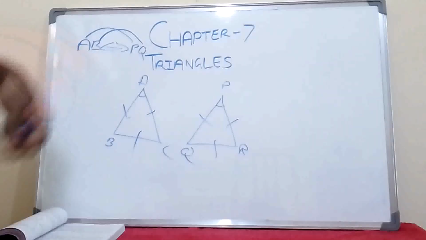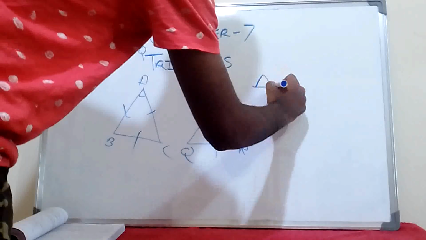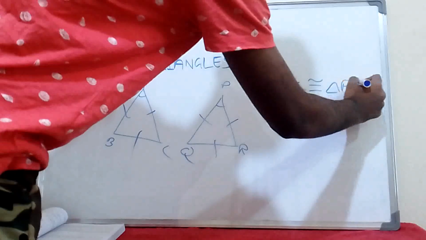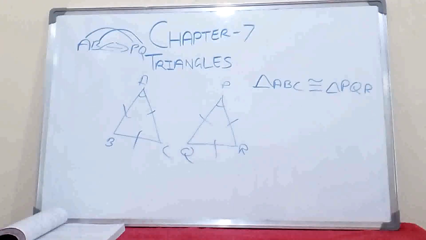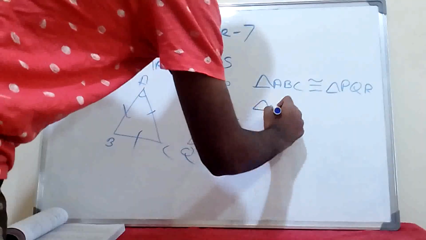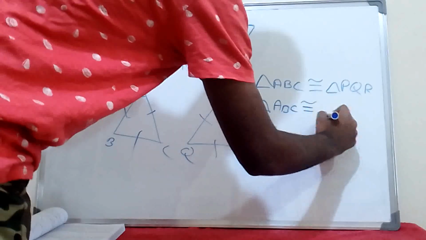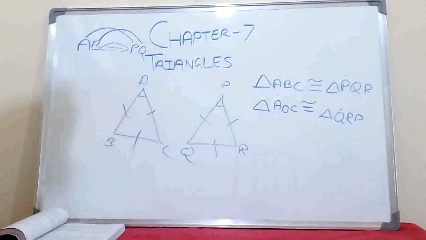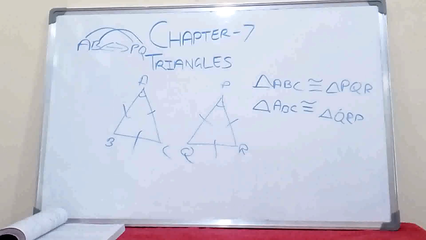Now how do we write that these two triangles are congruent? We write it like this: triangle ABC is congruent, this is the congruency symbol, to triangle PQR. Now what we must take care of is that we write the triangles exactly according to the correspondence. If we write that triangle ABC is congruent to triangle QRP, that's wrong, because A doesn't correspond with Q, it only corresponds with P. So we must write the congruency of the triangles according to the correspondence. Now, moving forward, we will see some criteria of congruency.